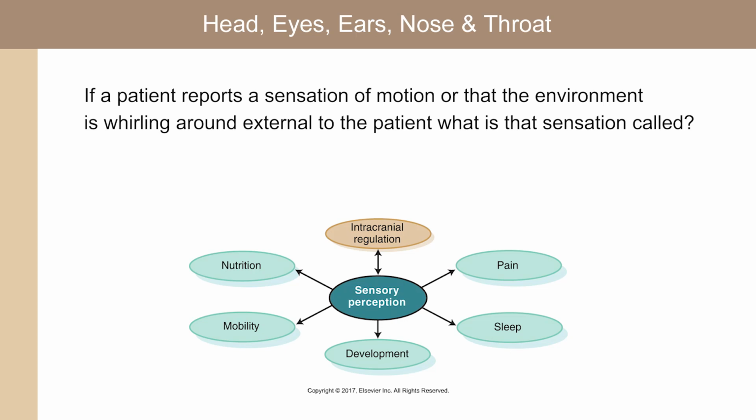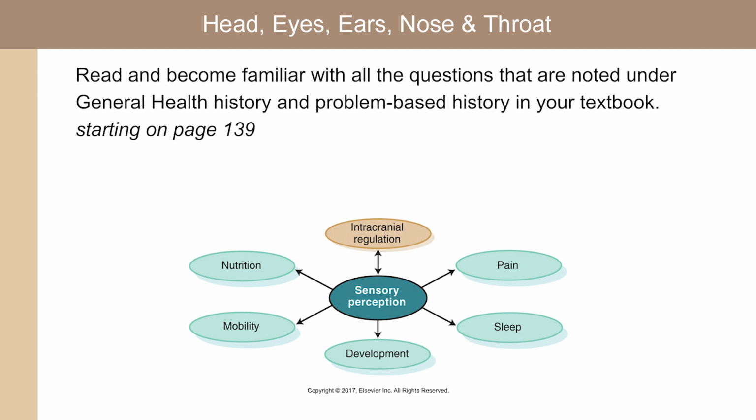If a patient reports a sensation of motion or that the environment is whirling around external to the patient, what is that sensation called? Is it dizziness or is it vertigo? So please read and become familiar with all the questions that are noted under general health history and problem-based history in your textbook.